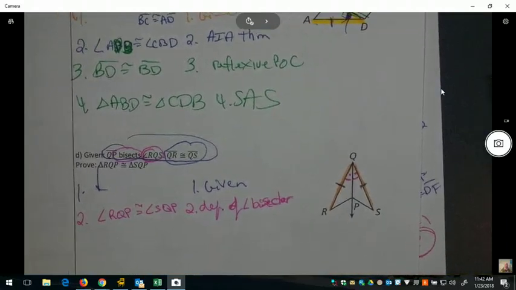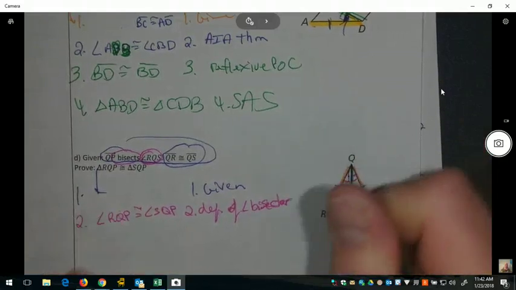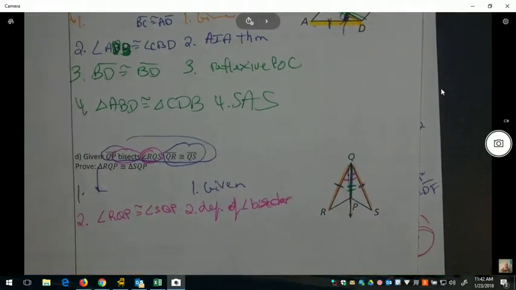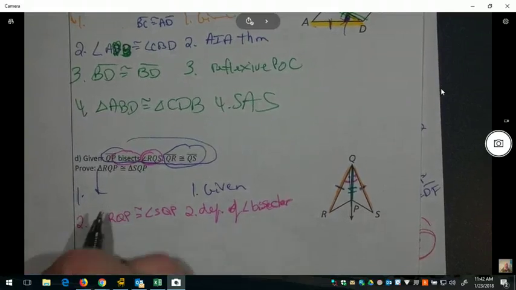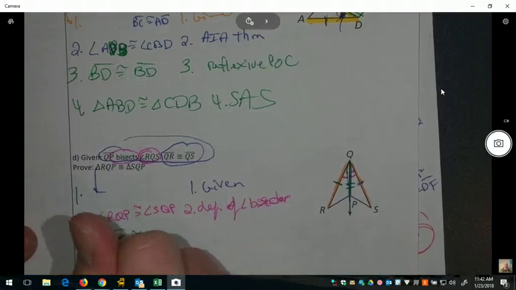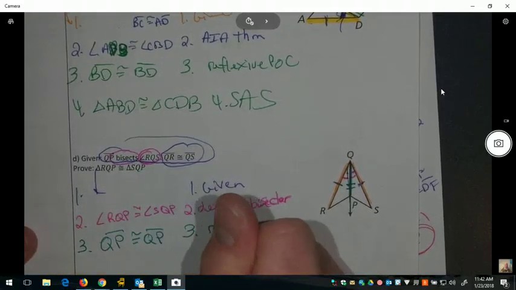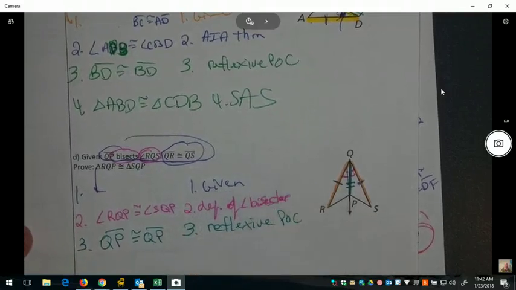What else can be marked in this picture? Yes? QP is a shared side. So we always look for vertical angles because they're not going to be given in our proof. We always look for shared sides. They're not going to be given in our proof. We're going to just have to put them in by this one by reflexive. QP is congruent to QP by reflexive property of congruency.